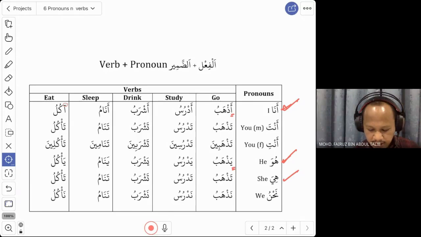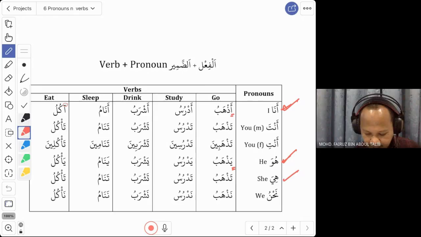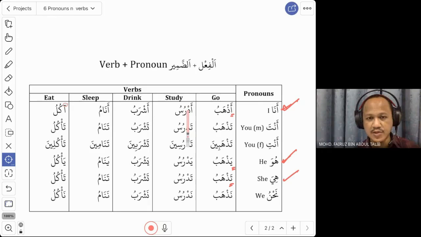Okay, the next one is the word tadrus. Adrus, so me, I. Yadrus, he. Now you want to say she, you change to ta. So adrus becomes tadrus. So we say hiya tadrus. What do you learn? Hiya tadrus qanun. Qanun is law. Hiya tadrus, she learns or she studies.